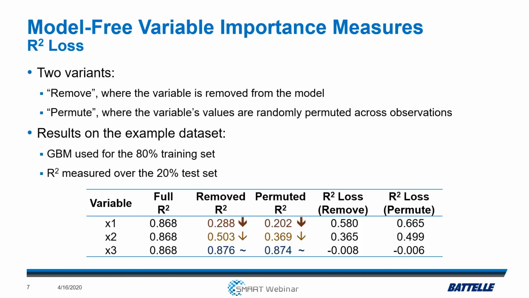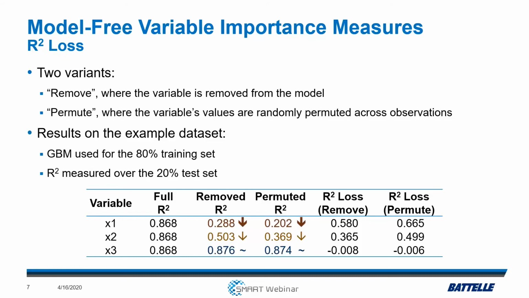So the two variants that we used, one of them is remove. This would be where you have one model fit with all of your variables, and then you have a second model that's fit leaving one of the variables out, and you're just going to see which model is better, or how much better the full model is than the removed model, sort of like what you would do in stepwise regression.